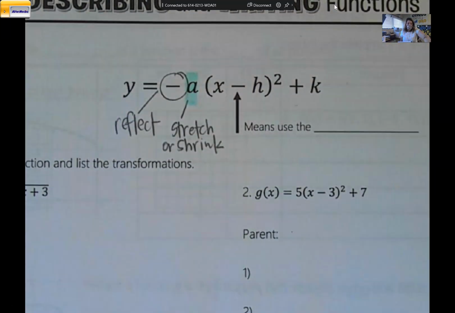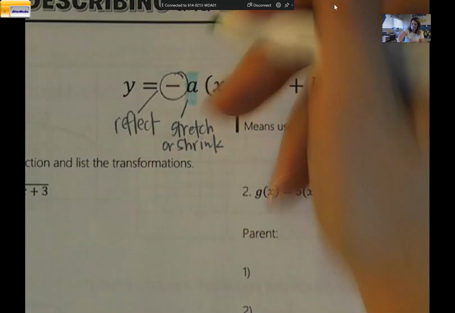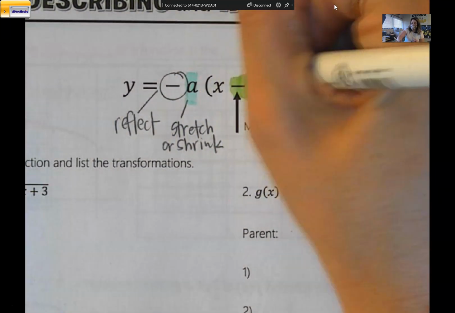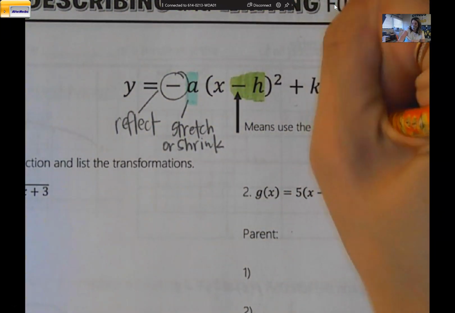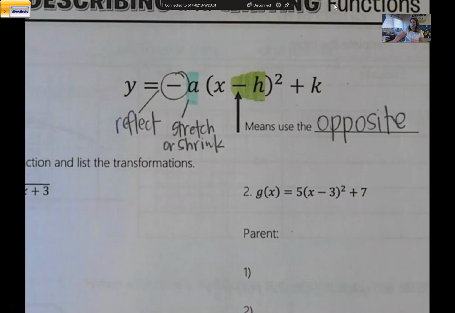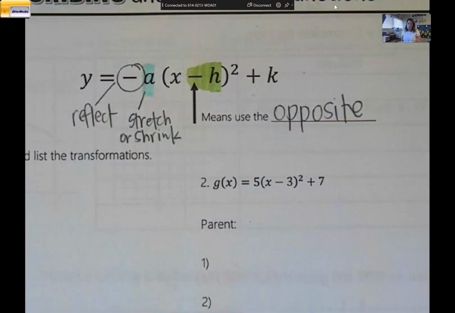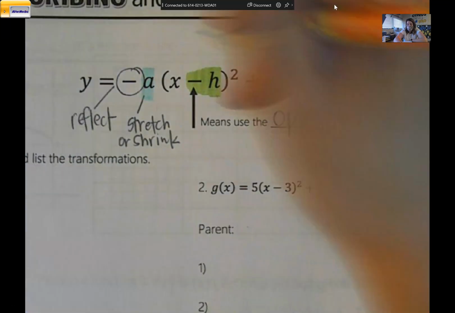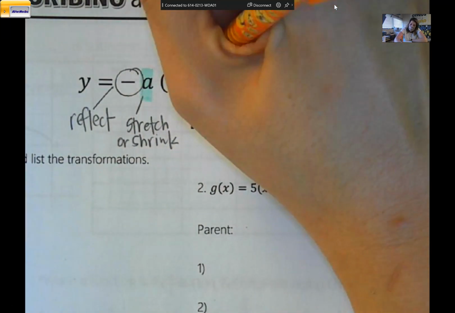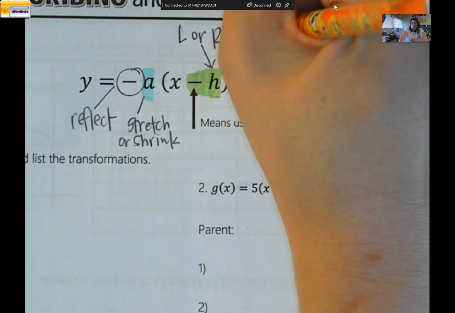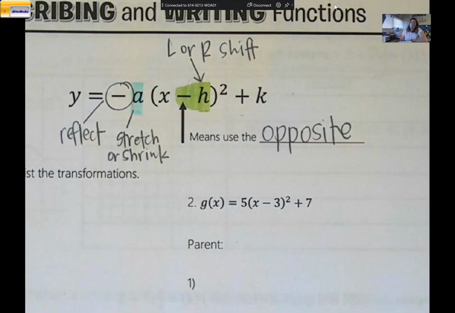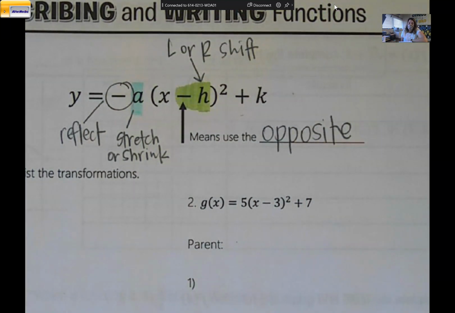Okay, your minus h, that's the weird guy. This minus here is why you have to do the opposite of what you see. That negative is telling you use the opposite. If there is a number trapped in with the x, this is when you shift left or right. So this is your left or right shift. If there is no number trapped in with the x, that means you didn't move it left or right.